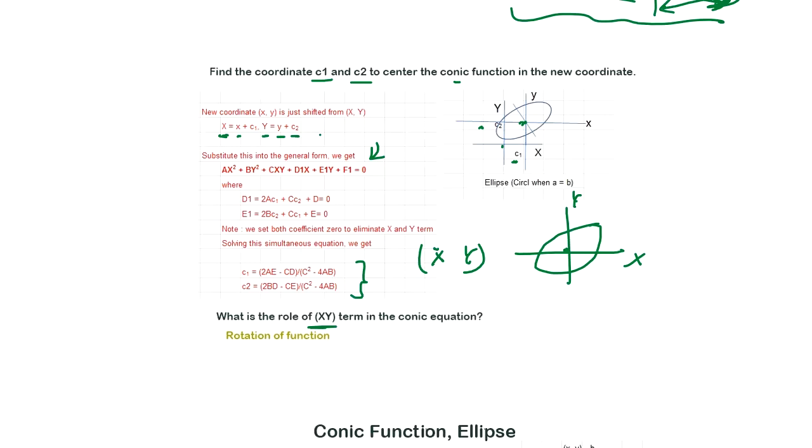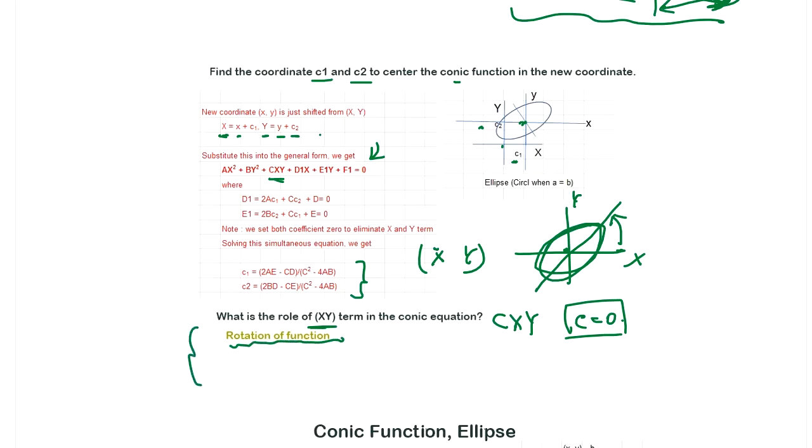the cxy term here. How do you eliminate cxy? With another coordinate change. This time it's not a parallel movement, but a rotation. Use the rotation of coordinates, plug in, and set the c equal to 0. That's going to be the equation. So in the new coordinate, the ellipse becomes horizontal or vertical, with the rotational function.